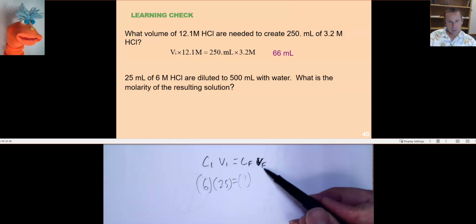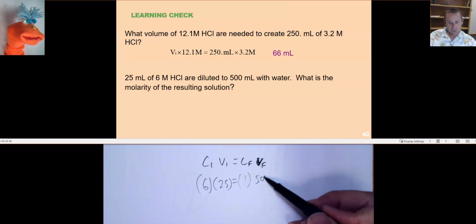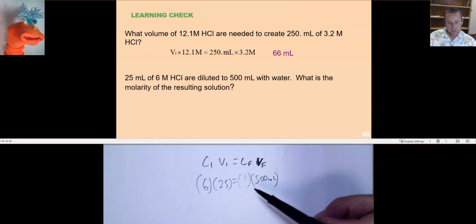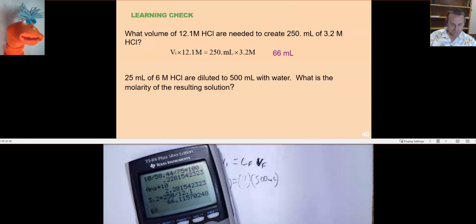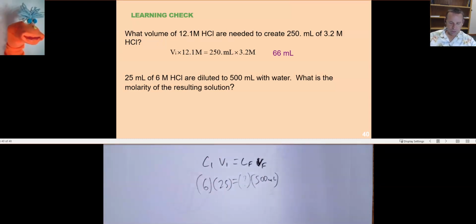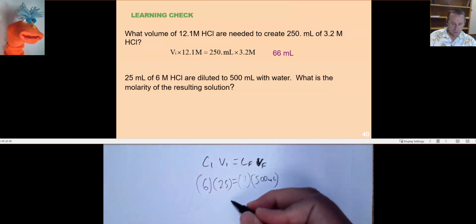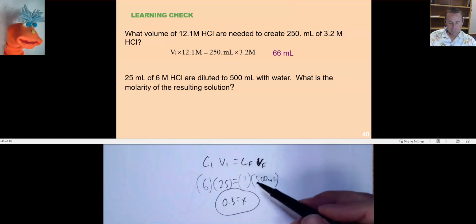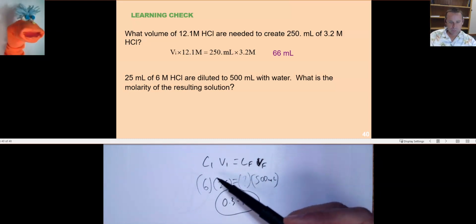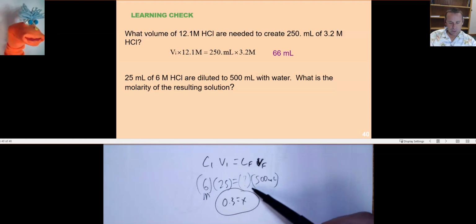And then the final volume. 500 milliliters is the final volume. So 6 times 25 divided by 500, and that's going to be 0.3. 0.3. That's what our X will equal there. And the units are what? 6 was in molar, right? This was in molar, that's right. So this is going to be in molar. Very good.